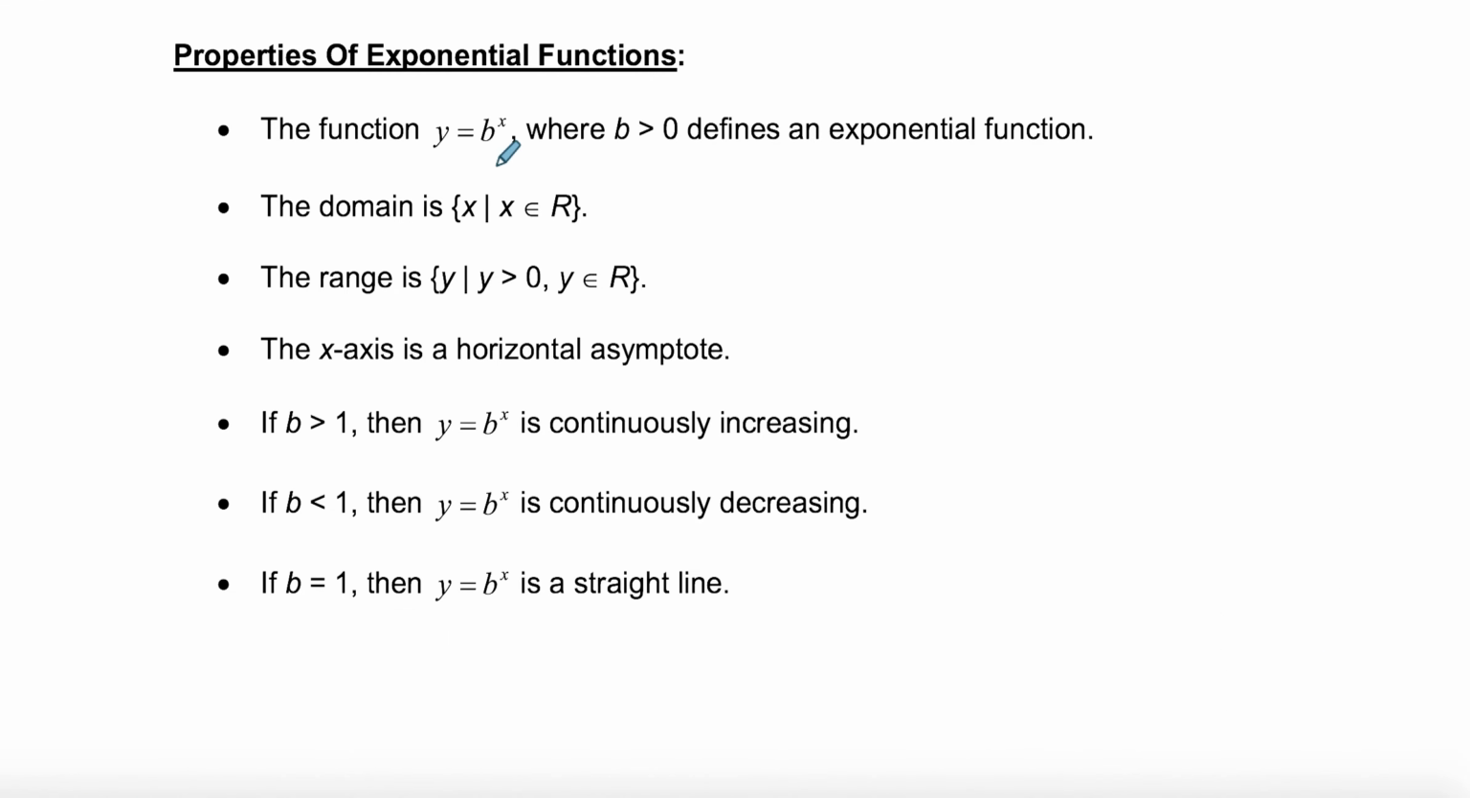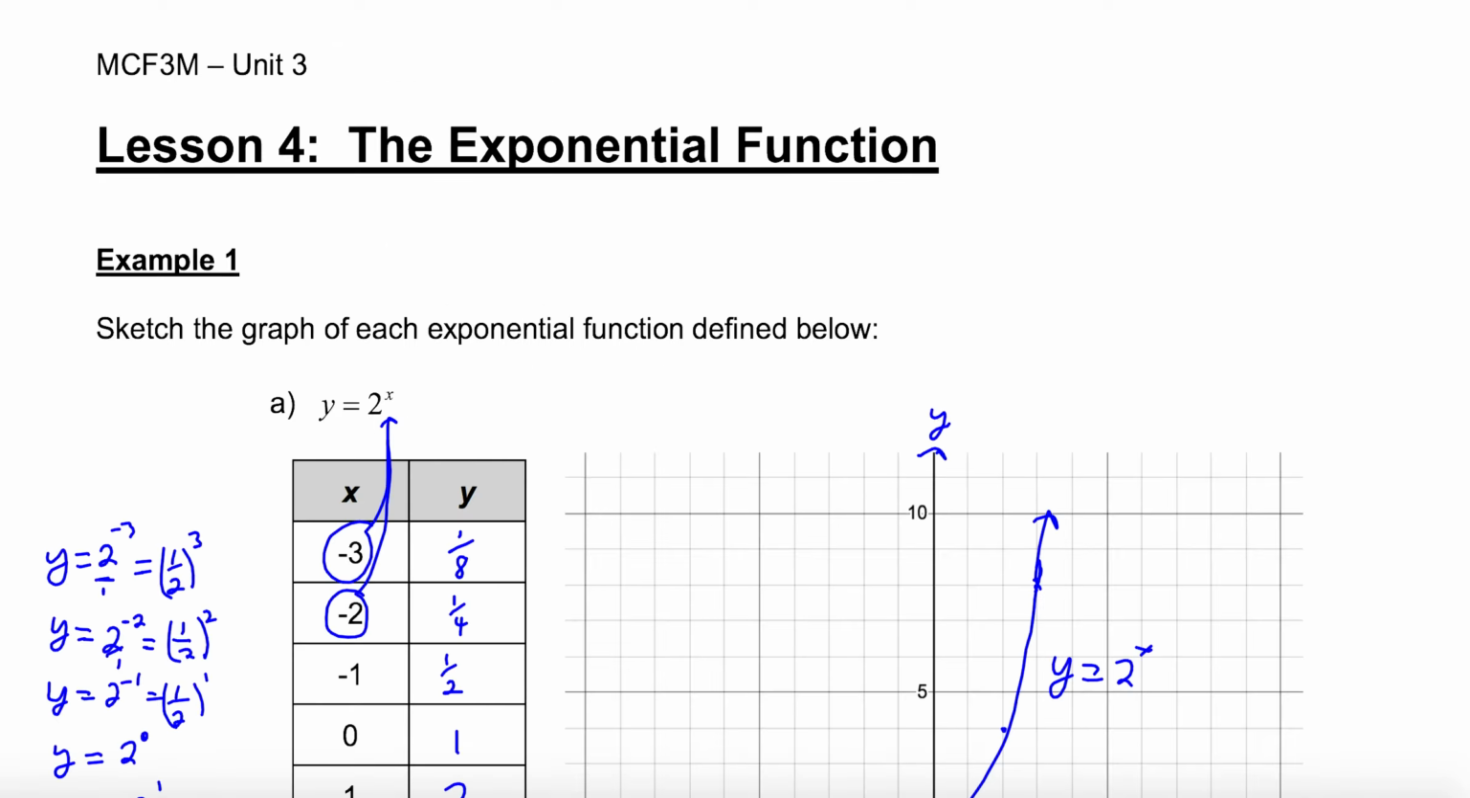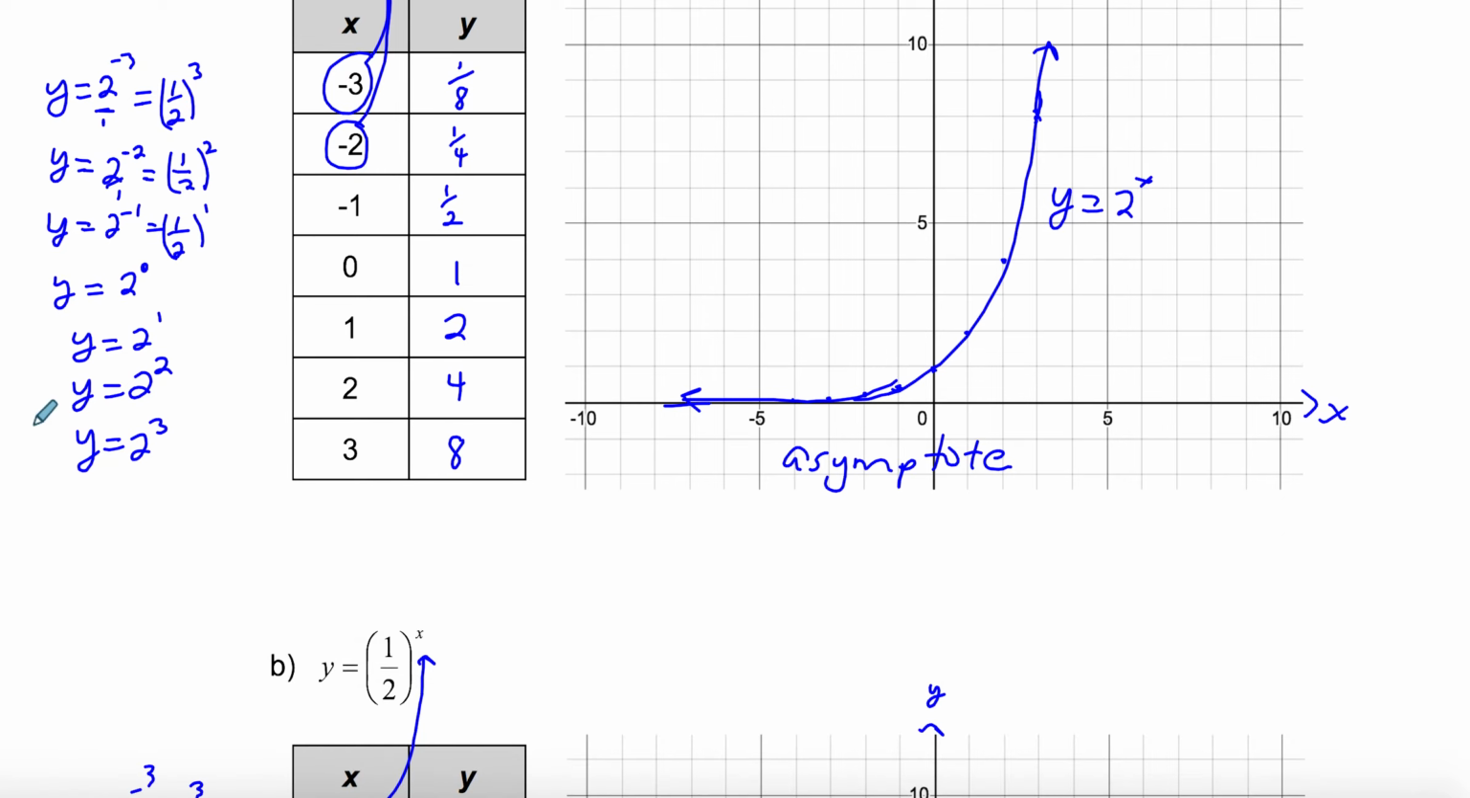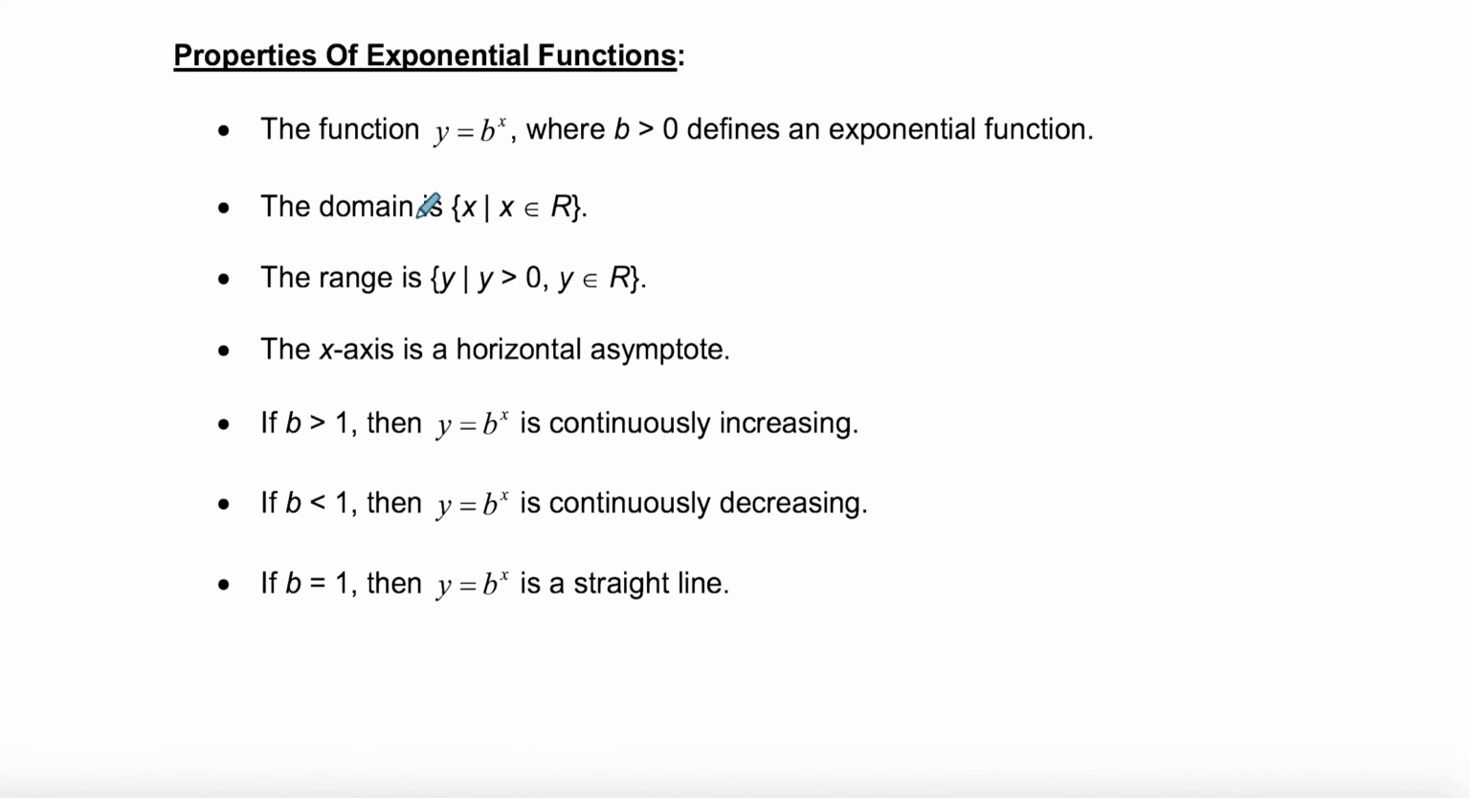The function y equals b to the x, the exponent is a variable. It's x here. Where b is greater than 0, it defines an exponential function. The domain is x such that x is an element of all real numbers. Does that make sense? So if we look at the x-axis, we're saying that this graph covers the entire x-axis. It's going to go all the way this way, forever and ever. It's going to keep going up, but there still is a little bit of a slope to it. So that function covers the entire x-axis.